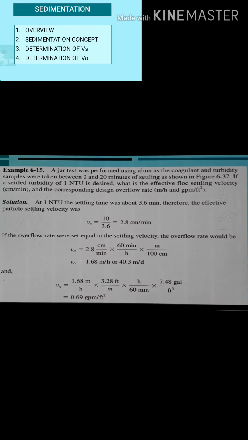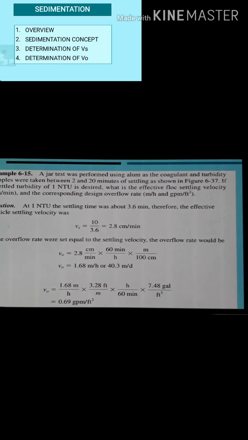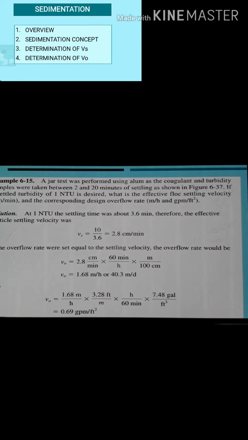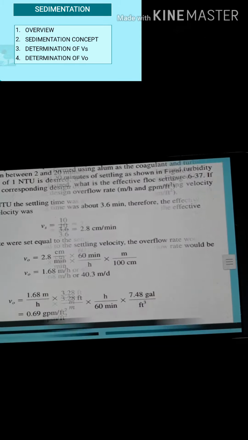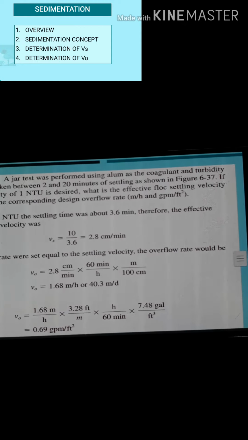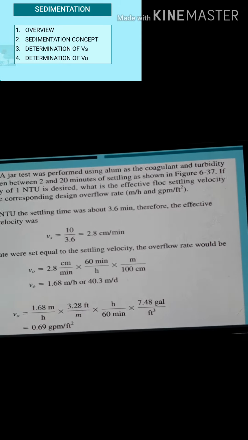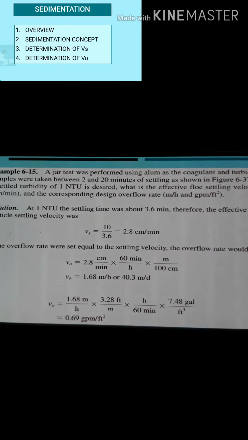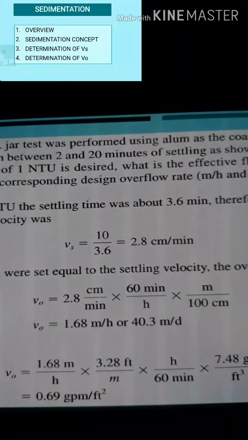Solution. At 1 NTU, the settling time was about 3.6 minutes. Therefore, the effective particle settling velocity was, since in our previous formula it should be 10 cm over the time, and since we already have our time and 10 is constant, we just need to divide 10 by 3.6 in order for us to get our Vs, or our settling velocity, and that will give us 2.8 cm per minute.